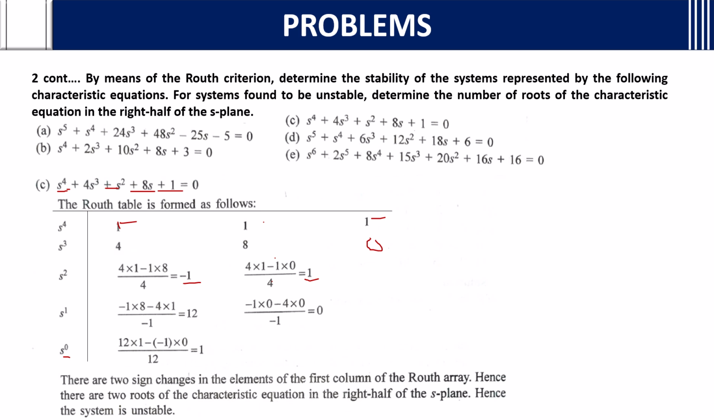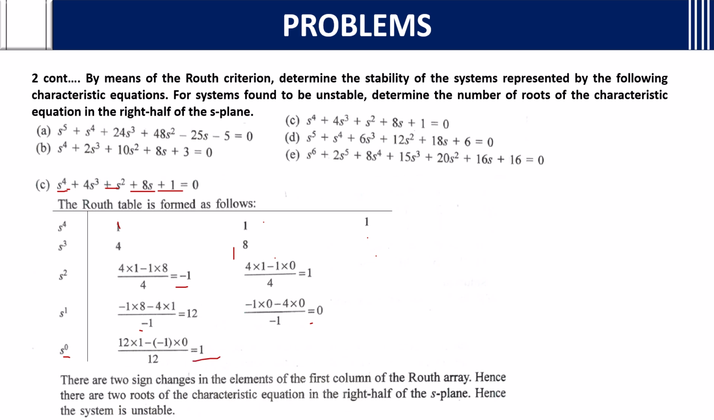Okay. Now you are done with two rows. Now we will go to the third row. Third row, what you will do? Minus 1 into 8 minus 4 into 1 by minus 1. You will get 12. Then minus 1 into 0, 4 into 0, as there is 0, by minus 1 again. You will get 0. Now we are done with 3 rows. Now we will go to the fourth row. So 12 into 1 minus minus 1 into 0 by 12. What you will get? 1.